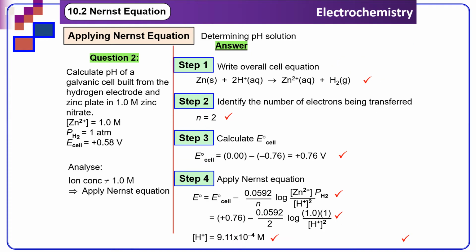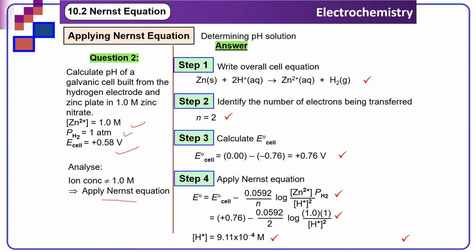Okay, look at question 2. Question 2, calculate pH of a galvanic cell built from the hydrogen electrode and zinc plate in 1 molar zinc nitrate. Given zinc 2 plus 1 molar, pressure hydrogen 1 atm and the E cell is positive 0.58 volt. Okay, jadi kita analysekan di sini bahawa the concentration of ion is not equal to 1 molar. Maknanya ada yang bukan 1 molar. So, kita akan guna Nernst equation.